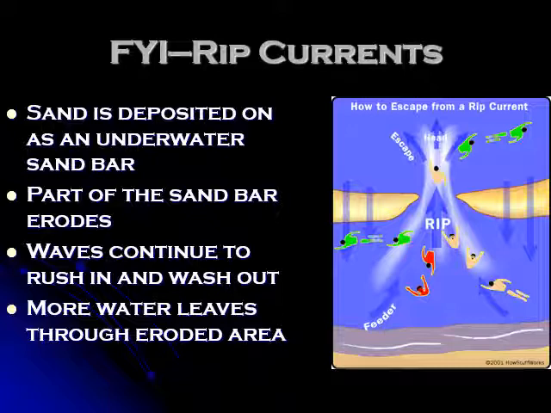More water leaves through this eroded area, and if you get stuck in this rip current, you can get pulled out. To avoid this, you're supposed to swim sideways. This is showing the red symbol where you're not supposed to swim against the rip current. You're supposed to swim perpendicular to the rip current. So rip currents are caused when sandbars erode and you have more water in one area than the other, and it rushes to make that difference complete.